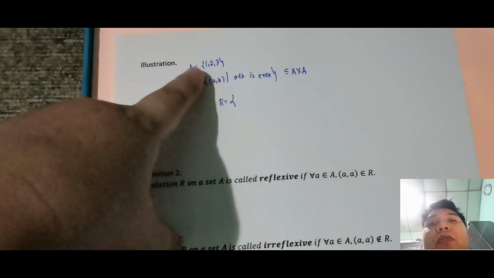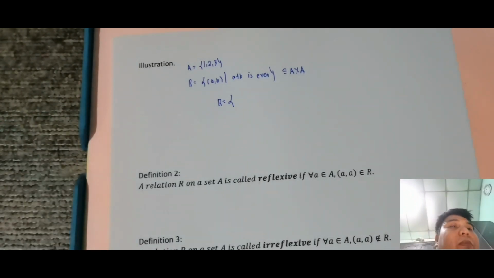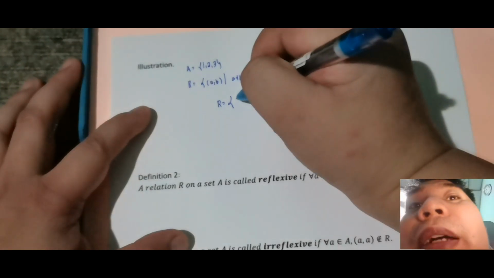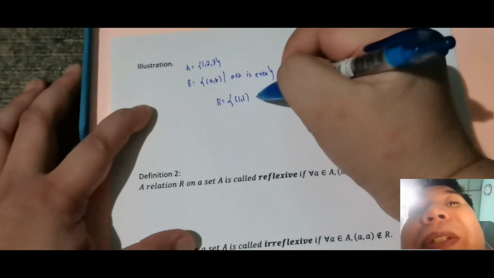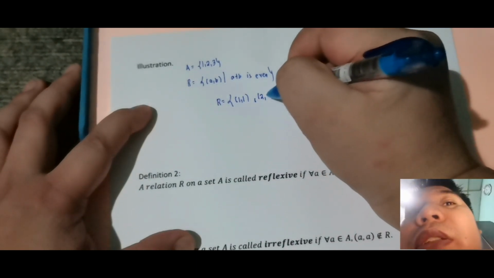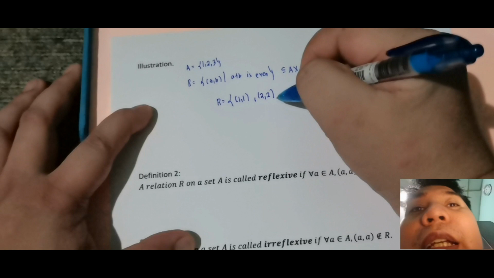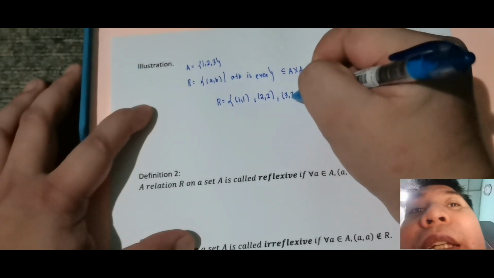So, for example, 1. Okay, so, possible ba si (1, 1)? Yes, possible si (1, 1), kasi 1 plus 1 is even. Okay, una, si (1, 1), kasi 1 plus 1, even. Next, sir, pasok din si (2, 2). Yes, si (2, 2), even. Next, si (3, 3), even.